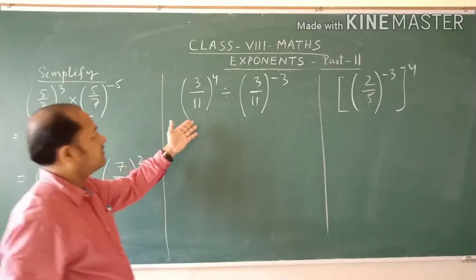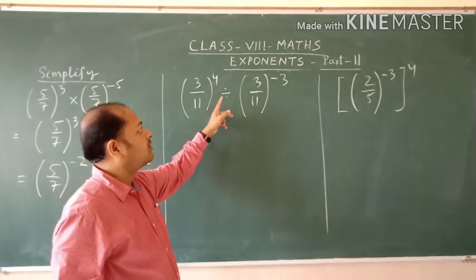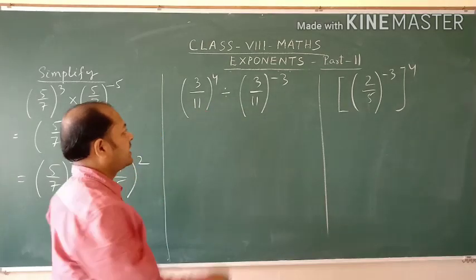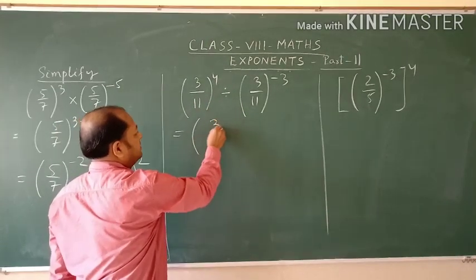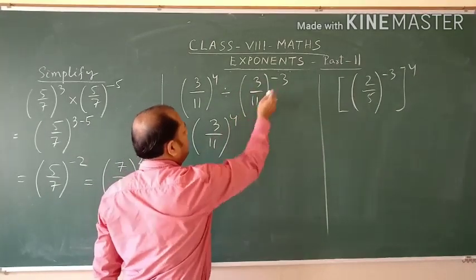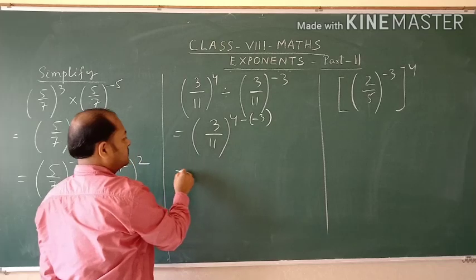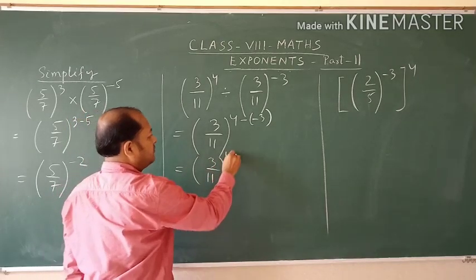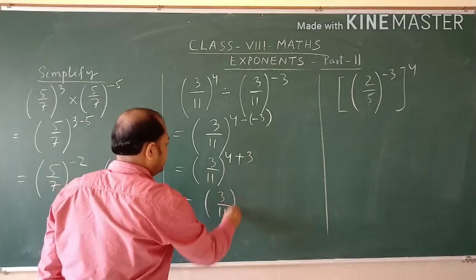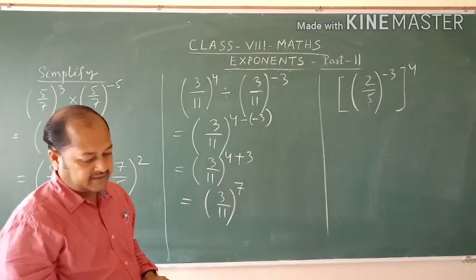Now come to the second question. Here both the bases are the same, but it is a case of division. We know the law of exponents: when the base is the same and it is in division form, the power will be subtracted. So write the base here, 3 upon 11, and the power will be 4 minus of minus 3. I'm writing again, minus of minus 3. So what is the answer? 3 upon 11 to the power 4 plus 3. 4 plus 3 will be 7. So 3 upon 11 to the power 7. Okay.